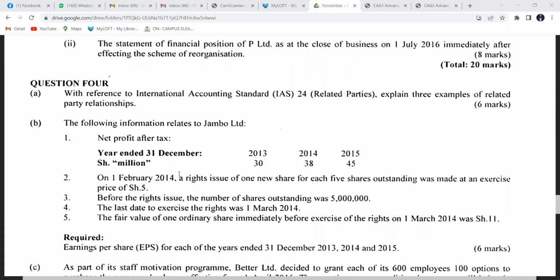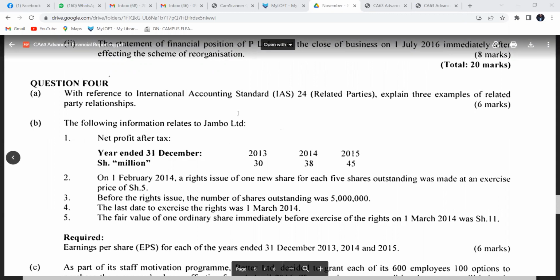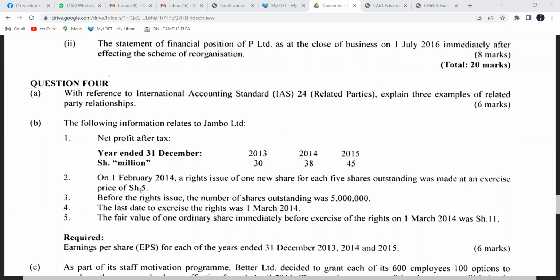When was the rights issue? So the rights issue is 1st February. 2013 or 2014? 2014. So the period before the rights issue, which year is before the rights issue? 2013. Our rights issue is on 1st February 2014.